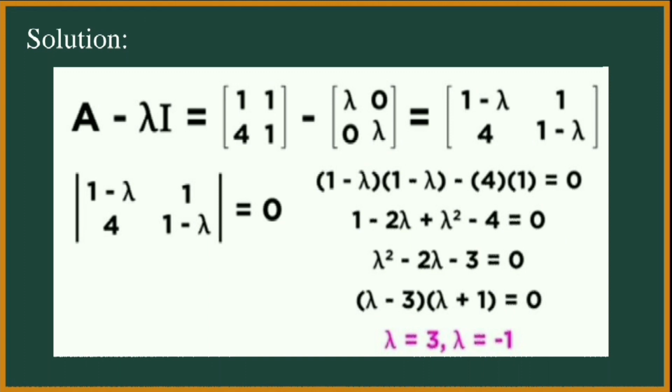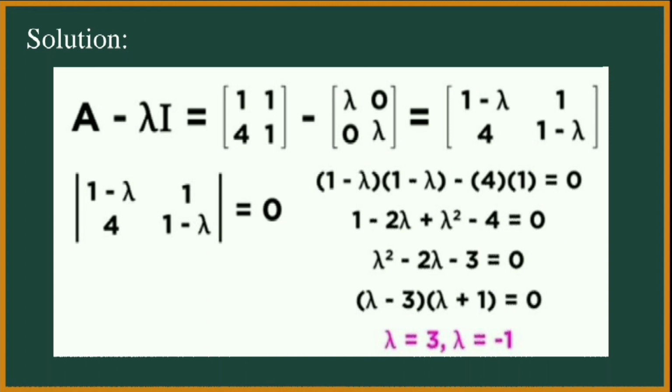So to find the eigenvalues, we need to write it as 1 minus lambda, 1, 4, 1 minus lambda equals 0. And then we need to find the determinant of this matrix. So we have 1 minus lambda times 1 minus lambda, minus 4 times 1. So we have 1 minus 2 lambda plus lambda squared minus 4 equals 0.